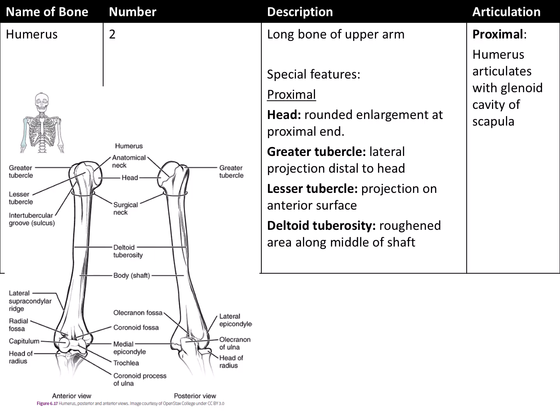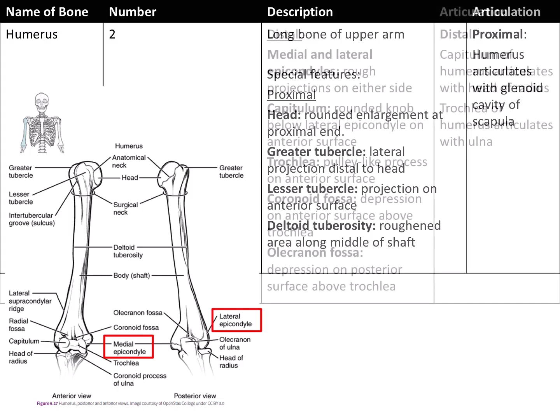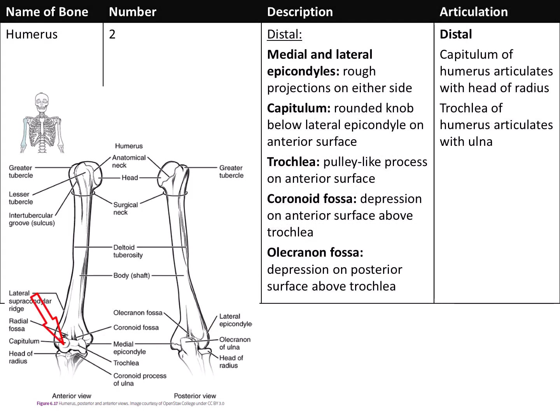On the distal end of the bone, we have the medial and lateral epicondyles. An easy way to remember this is the medial epicondyle is to line up with the head of the humerus, which always points medially because it's pointing toward your scapula. The lateral epicondyle lines up with the greater tubercle. The capitulum is this rounded area here, and the trochlea is this area here that looks like a pulley. The coronoid fossa is the indentation above the trochlea on the anterior surface of the humerus, and the olecranon fossa is this large indent or depression on the posterior side of the bone.